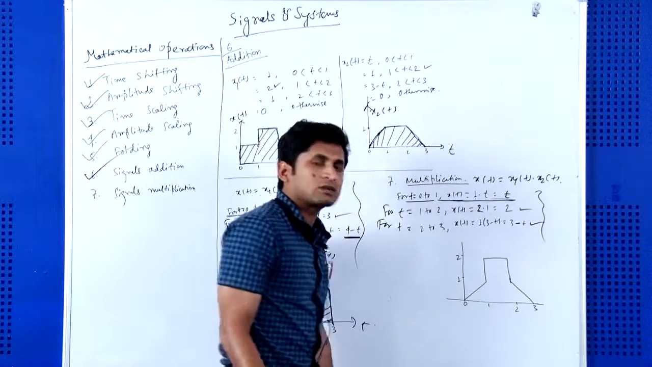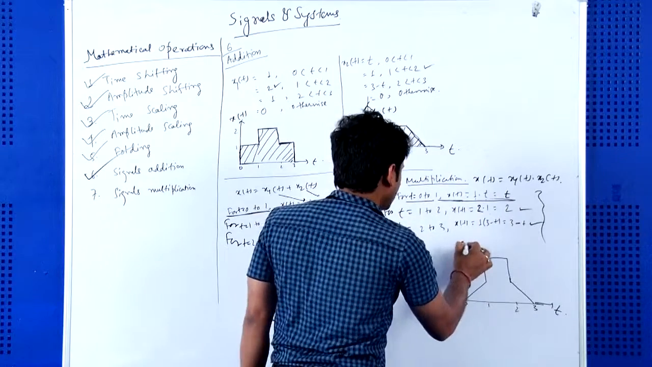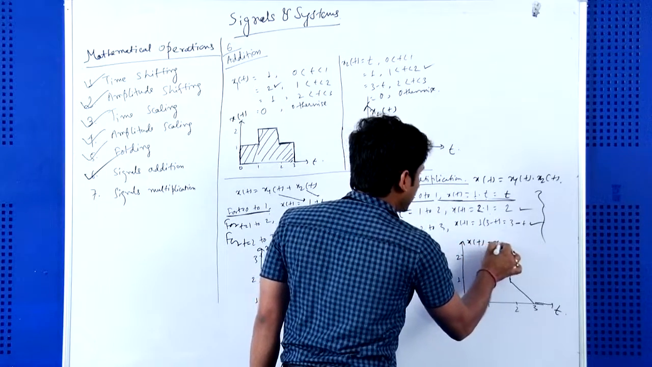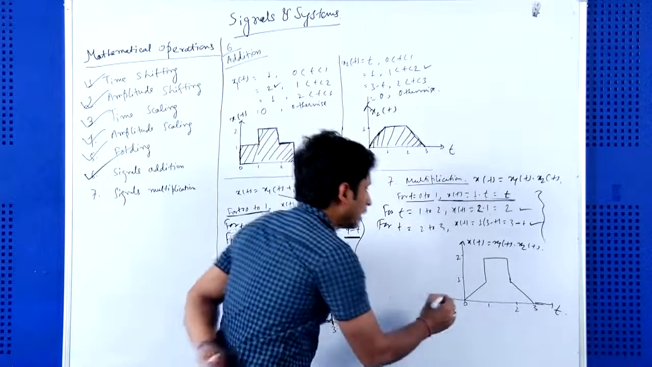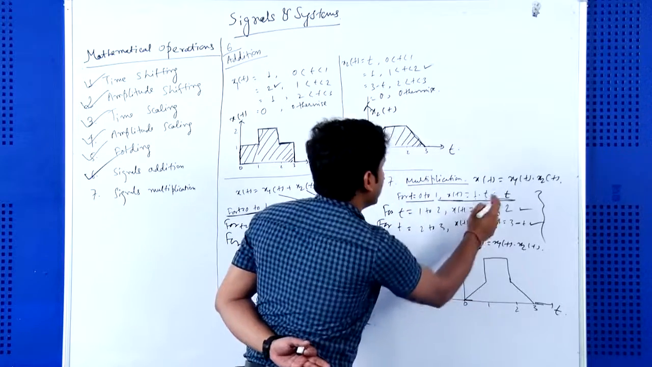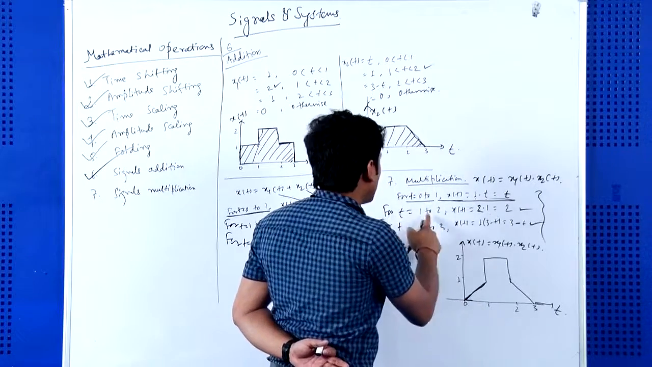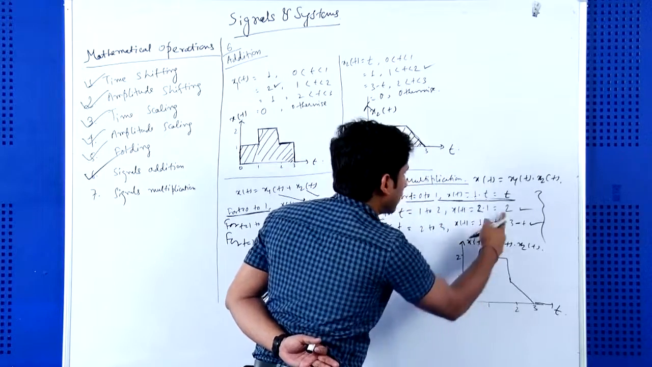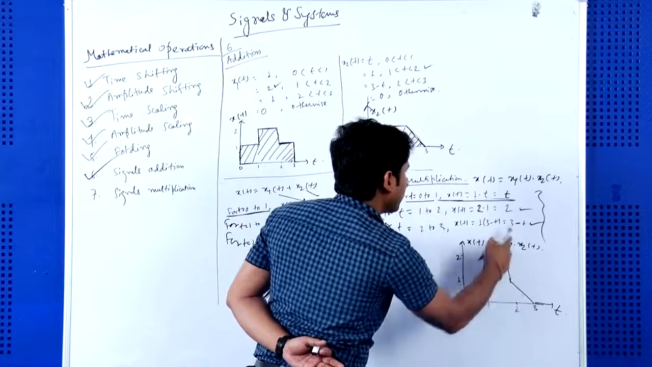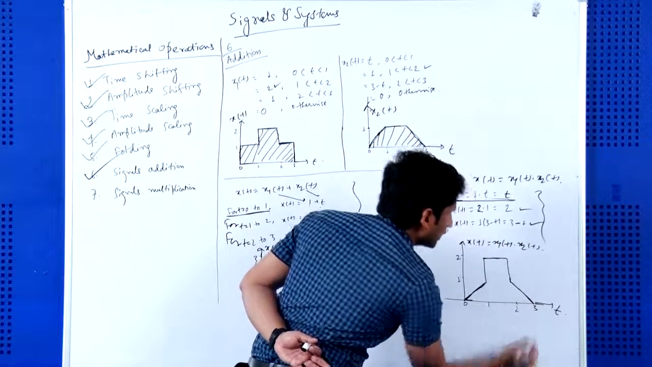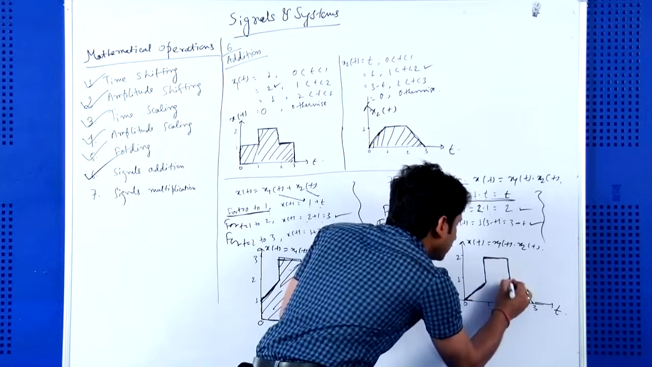Now let us consider the waveform. This is the time axis t, and this axis is x(t), where x(t) is equal to the multiplication of x1(t) and x2(t). In between 0 to 1 on the time axis, it is equal to t, so this is t. In between 1 to 2, the value is equal to 2. In between 2 to 3, the value is equal to 3 minus t. So this is our resultant waveform.